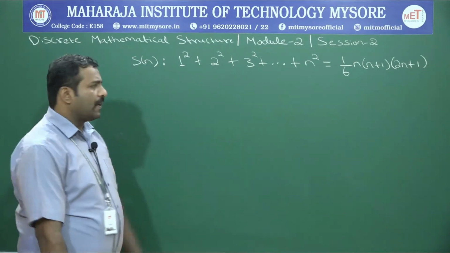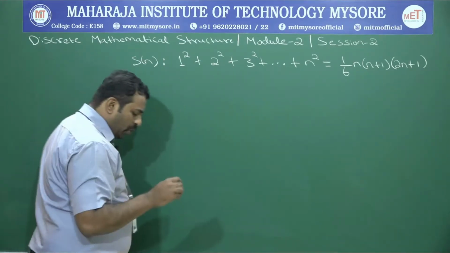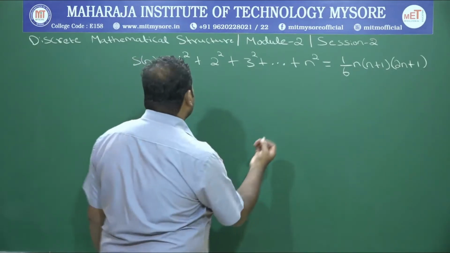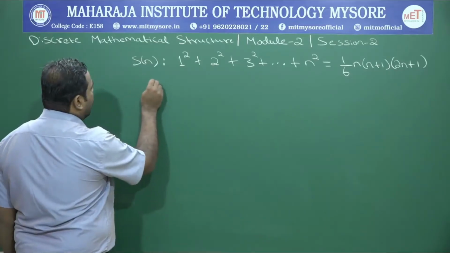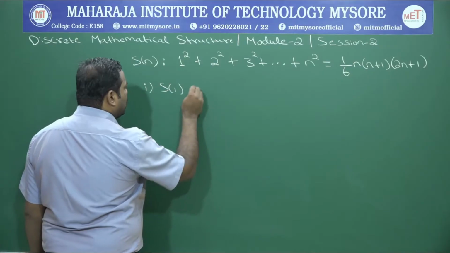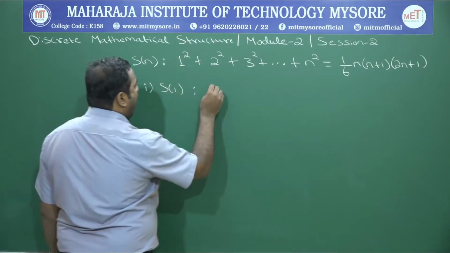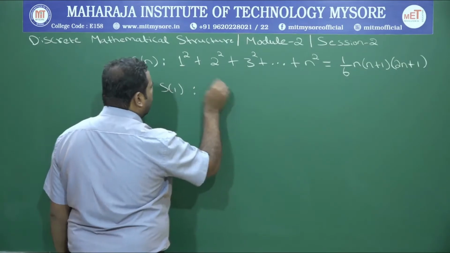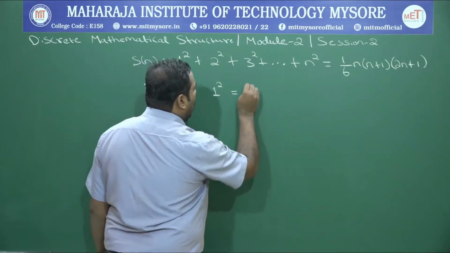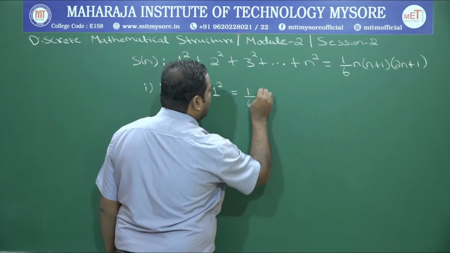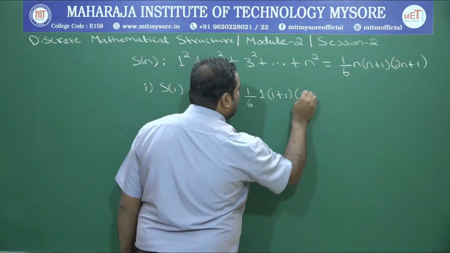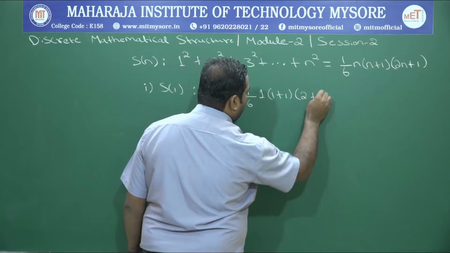The very first step is to see that this is true for S of n equals 1. So, is it true for S of 1? For that case I take only one element, that is 1, because n stands at 1. So this is equivalent to 1 by 6, with n replaced by 1, into 1 plus 1, into 2 into 1 plus 1.